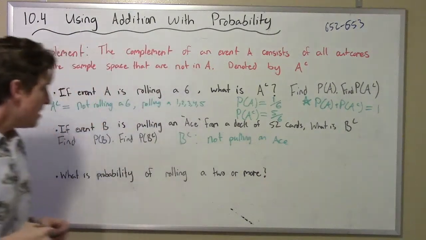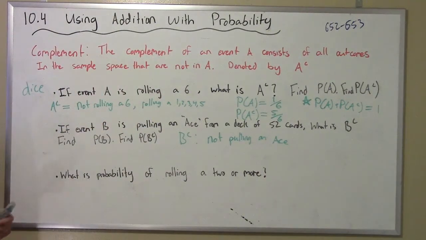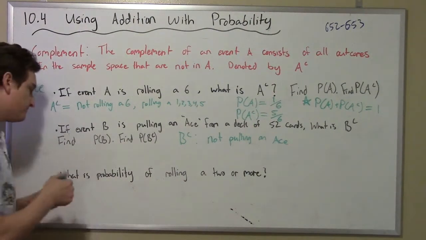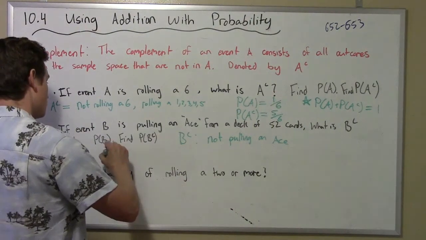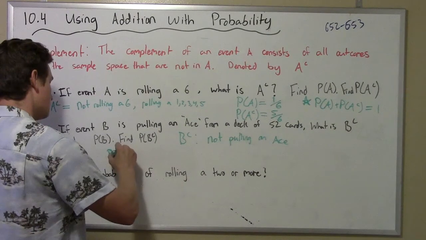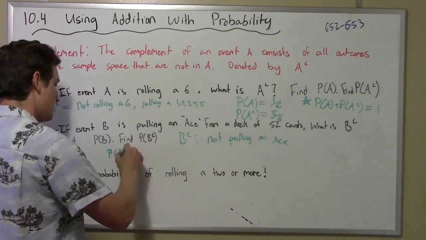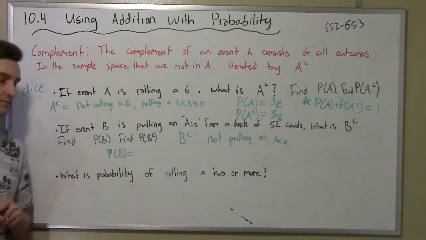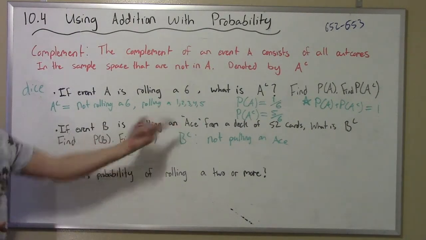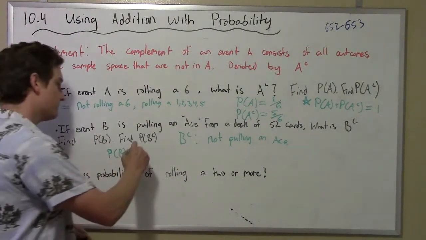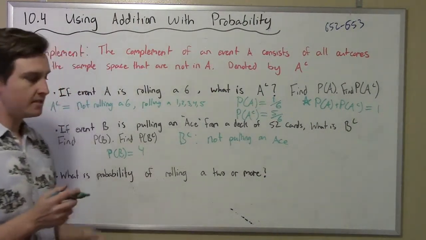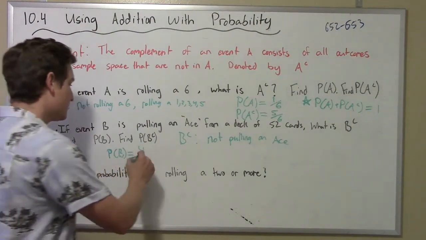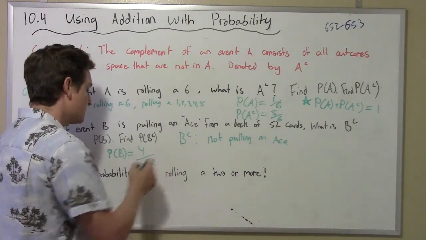Okay, so we want to find the probability of B and the probability of B complement. The probability of B is the number of ways we can pull an ace out of the total number of outcomes. So how many ways are there to pull an ace out of a deck of cards? There's 4, because there's an ace of diamonds, an ace of hearts, an ace of clubs, and an ace of spades. There's 4 aces out of 52 cards, right?